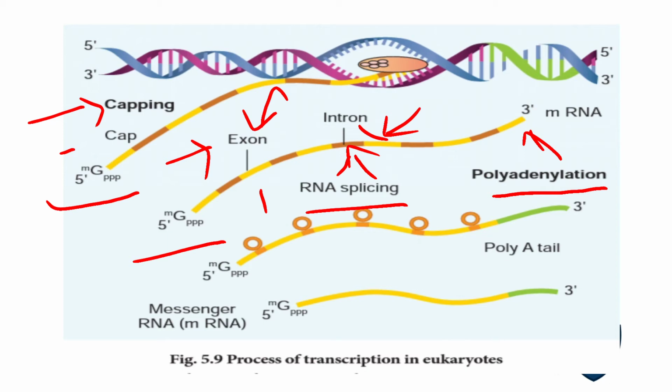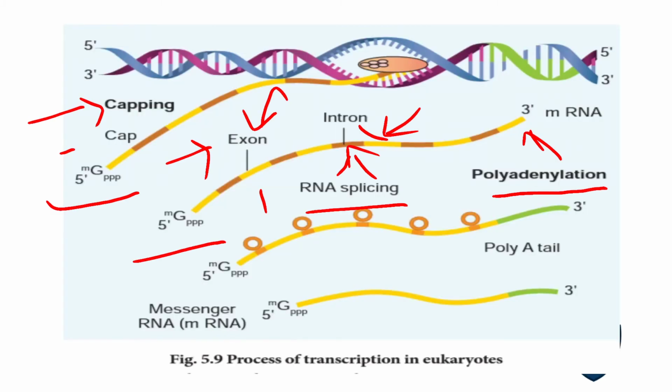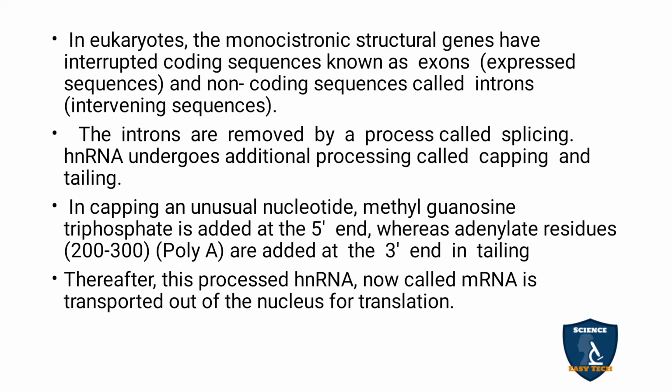In the tailing region, a polyadenylated residue is added, that is poly A at the 3' end. The processed hnRNA, after the adding of the cap and poly A, is now called mRNA. Okay, mRNA, and now it is transported out of the nucleus for translation.